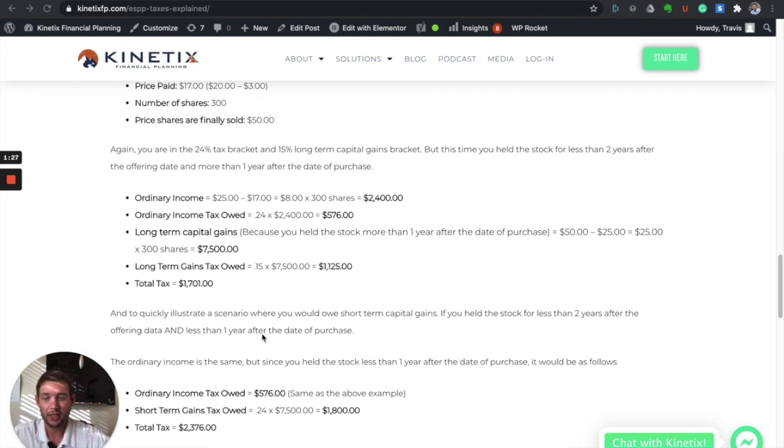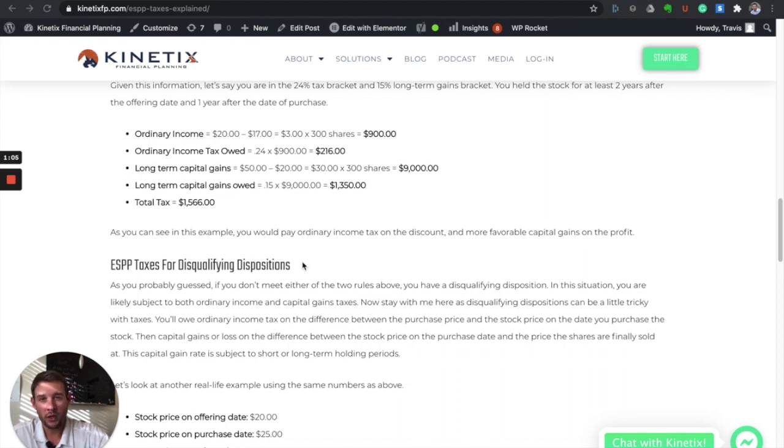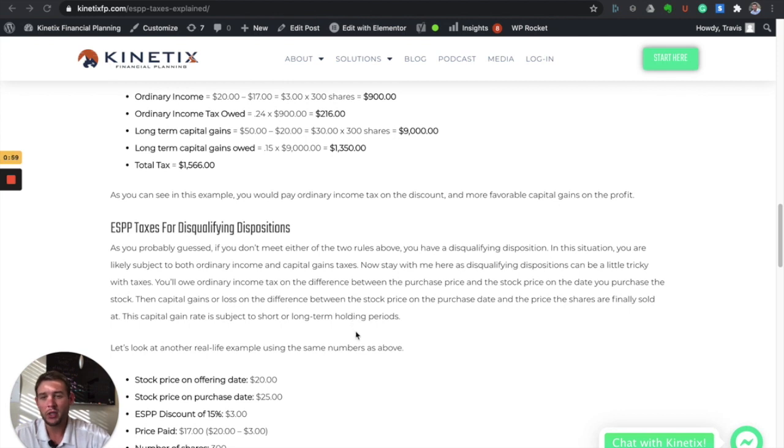So in a disqualifying disposition, you can have long-term capital gains rates or short-term capital gains rates. And as you can see in my examples, you're going to pay quite a bit more in tax. We're not looking at a whole lot of money in these examples, and the amount of tax is substantially more, $2,376 versus $1,701 in a disqualifying disposition with long-term versus the short-term here. But both of these are more, if we scroll back up, than what you would pay in tax in a qualifying disposition. So you can run through these examples and take a look at them. It'll help you determine the tax liability on ESPP shares whenever you finally sell them.